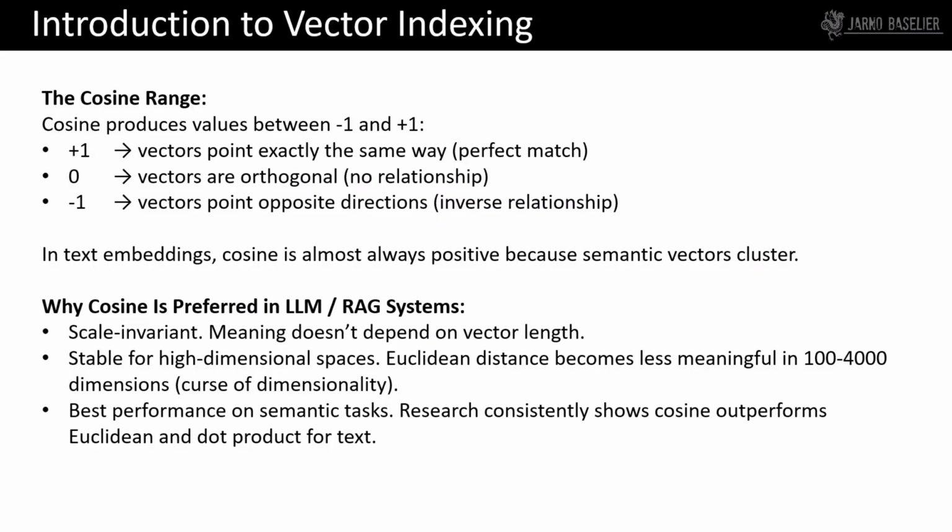Why is cosine preferred in LLMs and RAG systems? Well, it is scale invariant, meaning it doesn't depend on vector length. It is stable for high dimensional spaces. Euclidean distance becomes less meaningful in 100 to 4000 dimensions. Well, this is the curse of dimensionality. And it has the best performance on semantic tasks. Research consistently shows that cosine outperforms Euclidean and dot product for text.